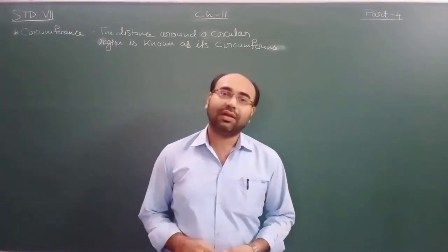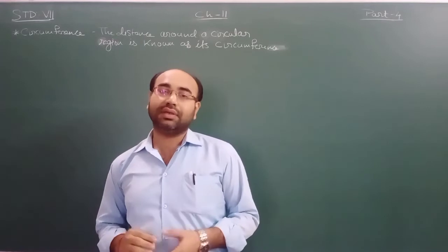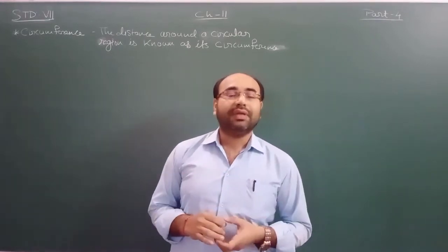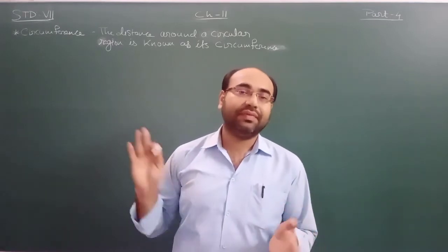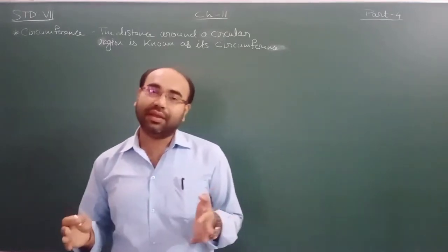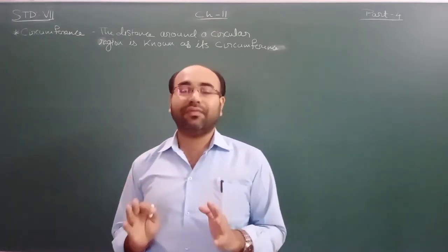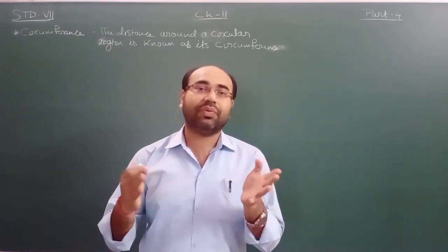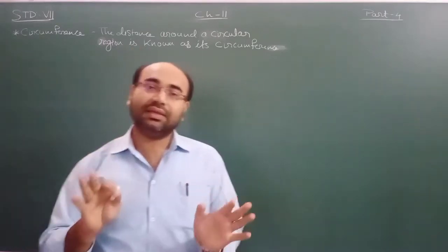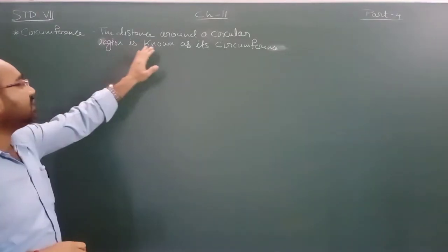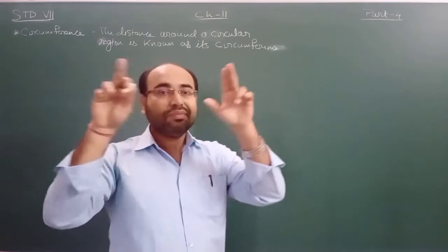Today we are going to start the topic that is circumference and area of circle. Like what we had studied in square and rectangle, perimeter and area, same way circle also has perimeter and area. But as it is in a circular shape, it is called circumference. The perimeter that we say for square and rectangle, here it will be called circumference. That is the difference: the distance around the circular region is known as its circumference.